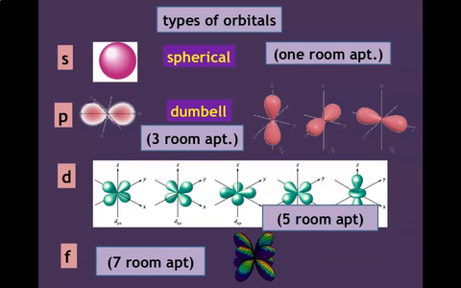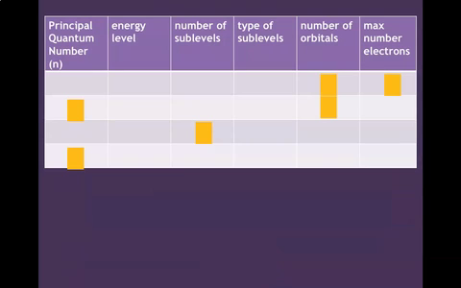And on the F orbitals, you don't have to really worry. They're pretty complex shapes. Just know that's number 7. Same is true with the 5, but you should be able to understand the 1 and the 3 and the different dimensions that they're in.